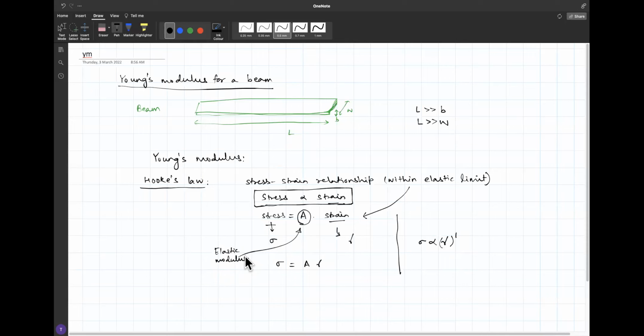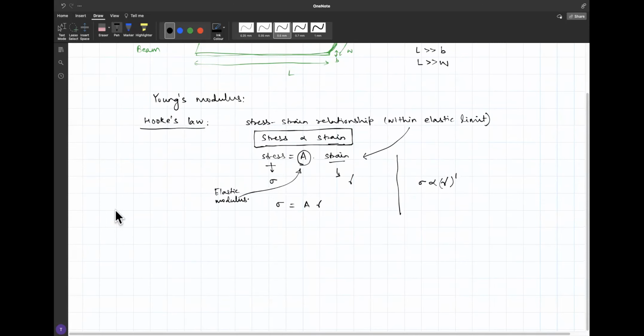Now, it is the ability of an object to deform such that whatever strain you get is proportional to the stress. So let's see what different kinds of deformation you can get in general. I'm sure all of you know this. Normally when we define stress, we define it as force applied per unit area.